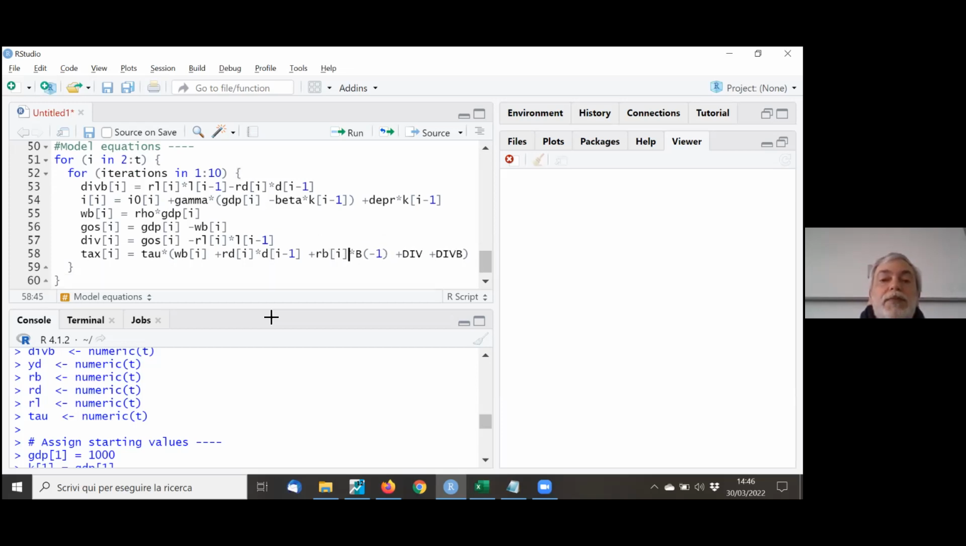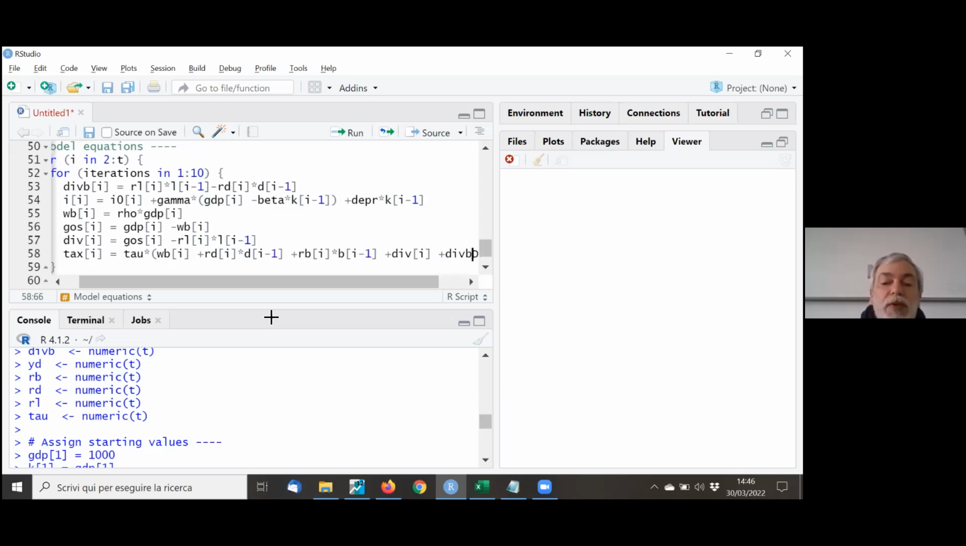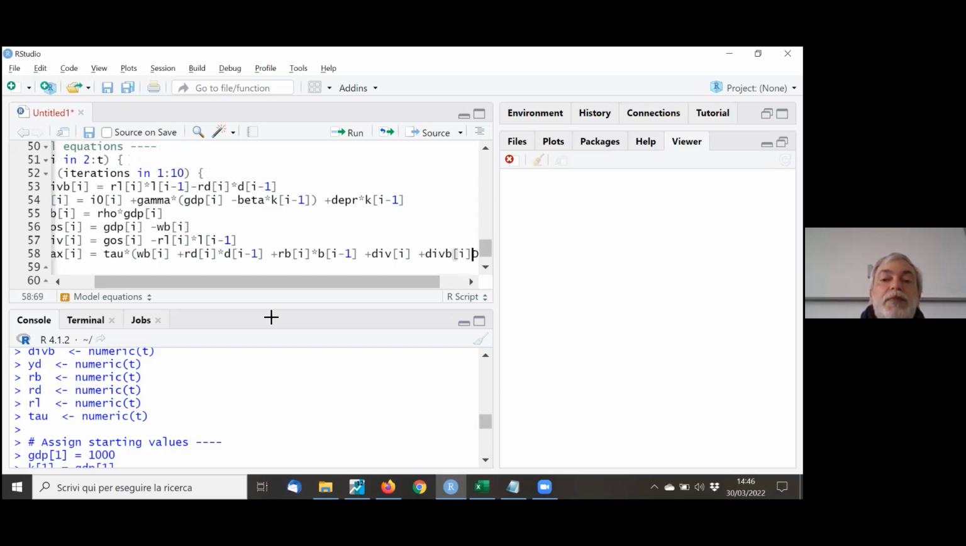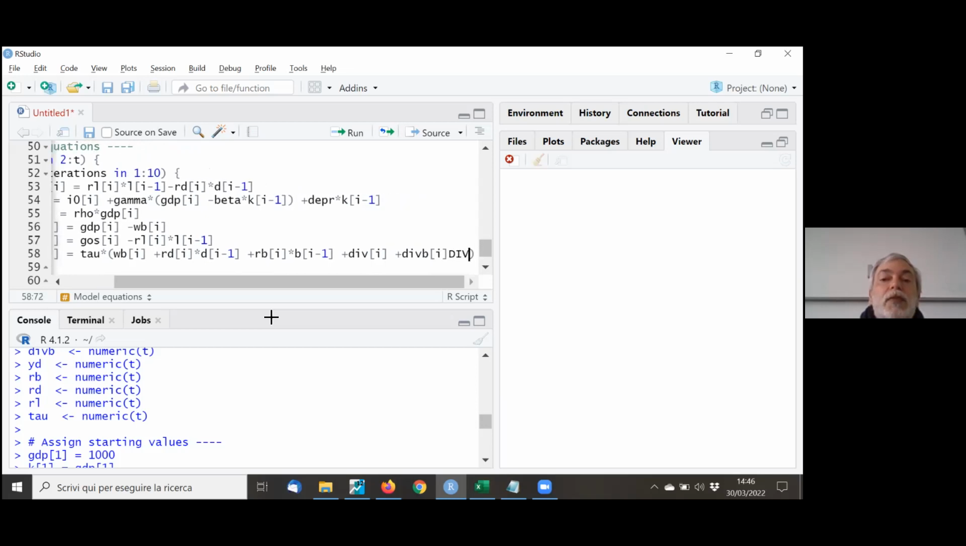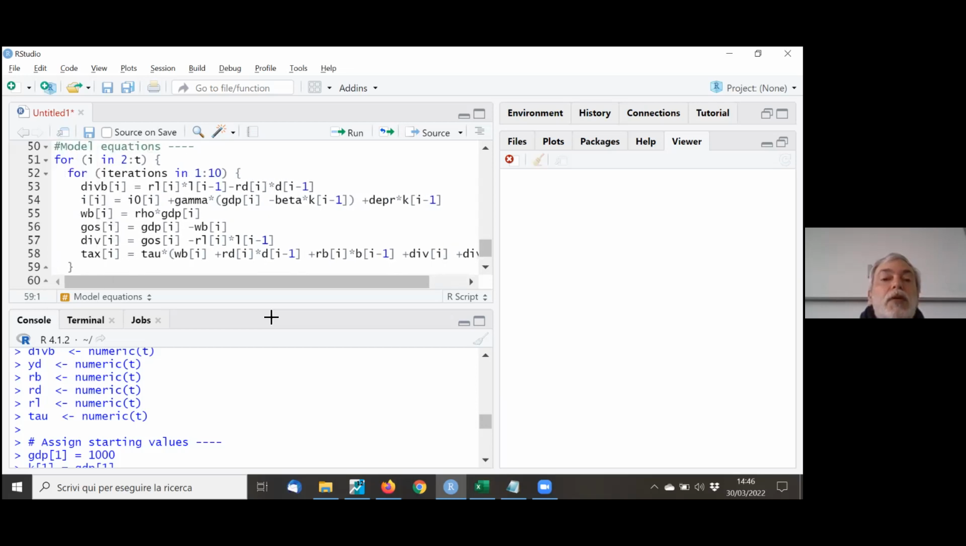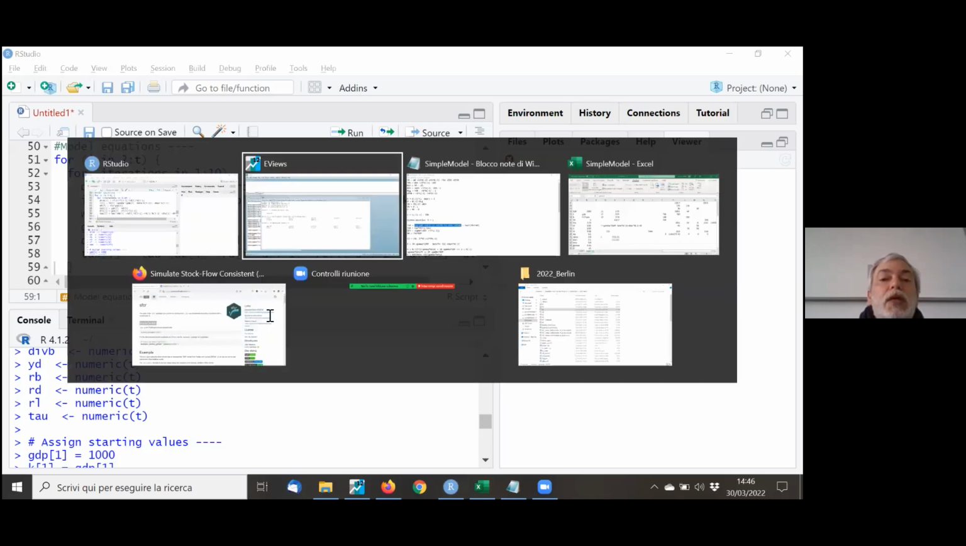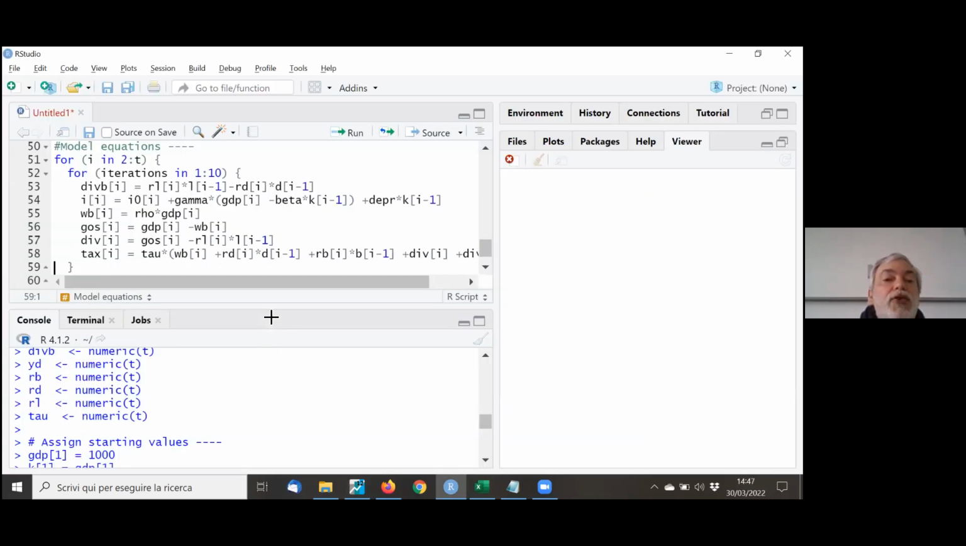RBI, BI minus 1. Div I, div BI. Okay. Then consumption.